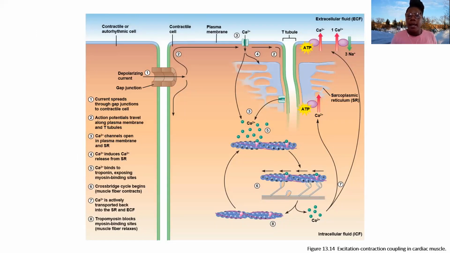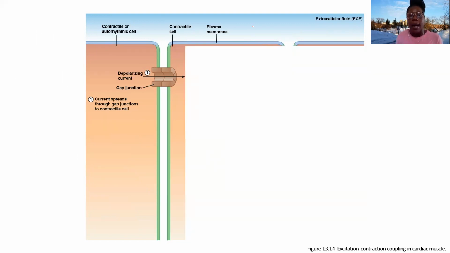So let's look here at the steps or the events for the excitation contraction coupling in a contractile cell. And it's very similar to what we saw with skeletal muscle in some ways and with smooth muscle in some ways as well. So the first thing we see is that the action potential arrives to this cell via a gap junction. Okay, it's coming from a gap junction, either from another contractile cell that's neighboring or from another autorhythmic cell, a pacemaker cell, a conduction fiber, but the action potential gets here through a gap junction.